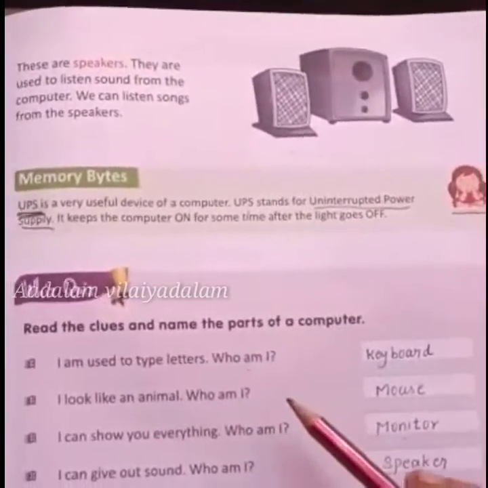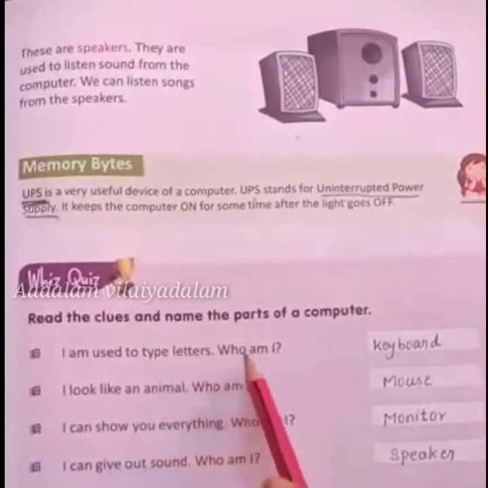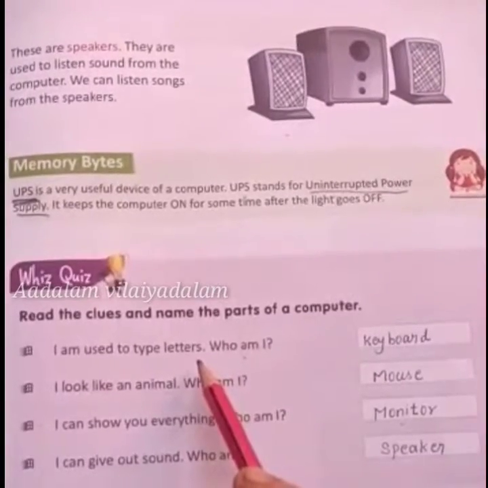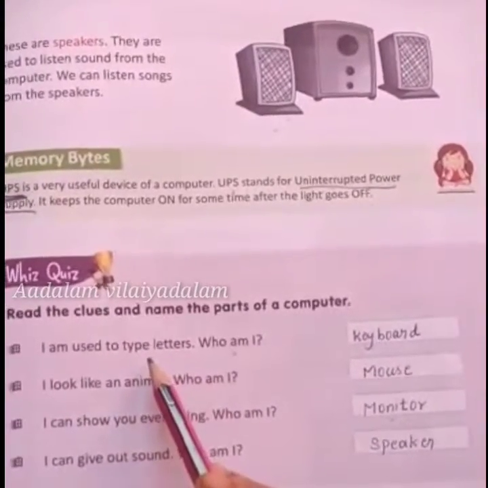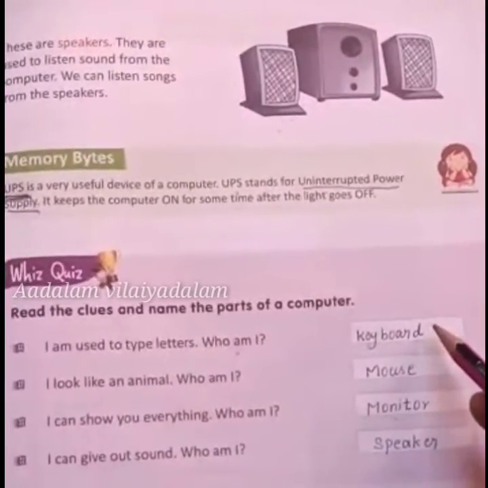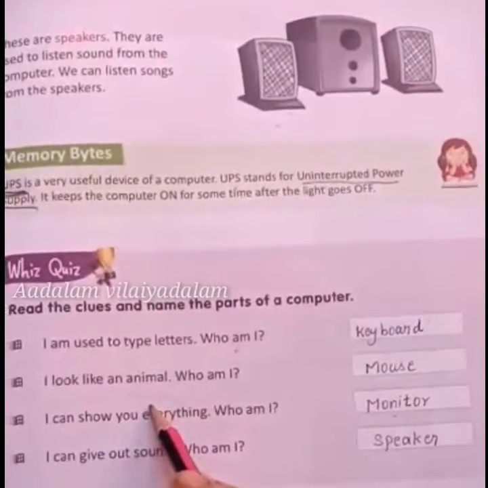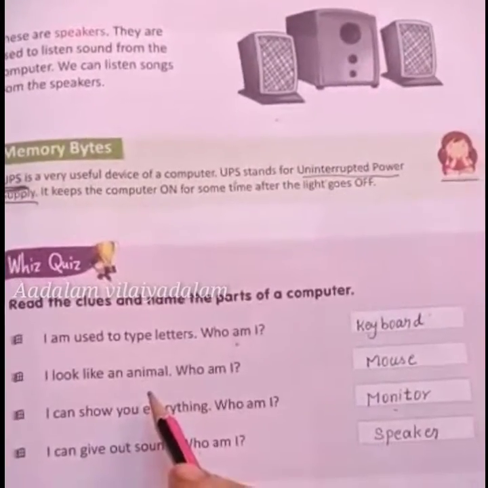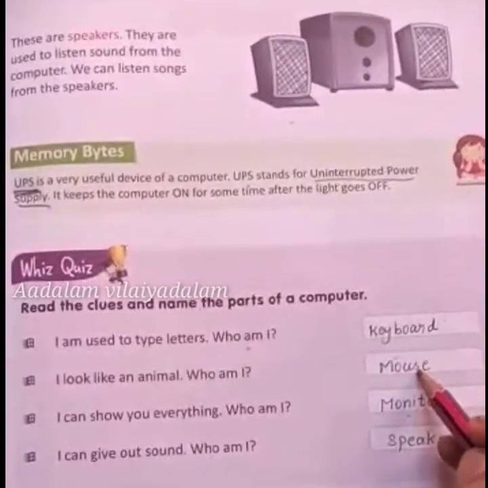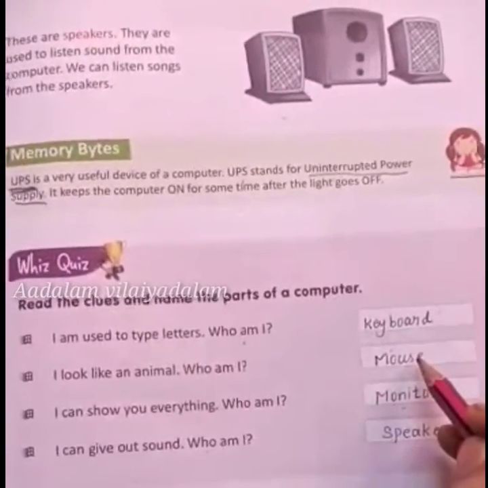I will tell you some examples. I am used to type the letters. Who am I? Which is a typing device, children? I told you just now. Yes, very good. It is a keyboard. I look like an animal. Which part of your computer looks like an animal? Mouse. Yes, this mouse looks like a real mouse.